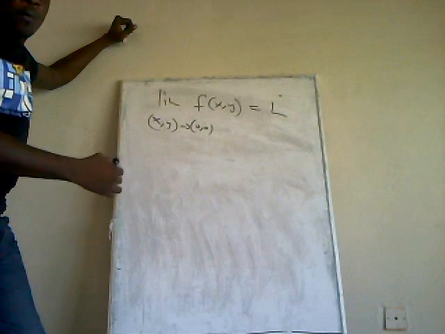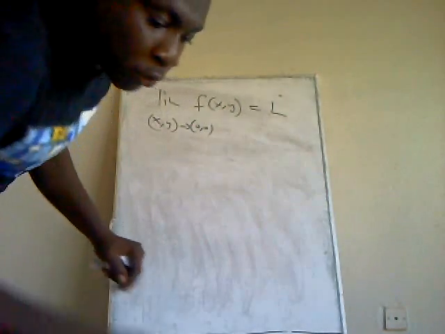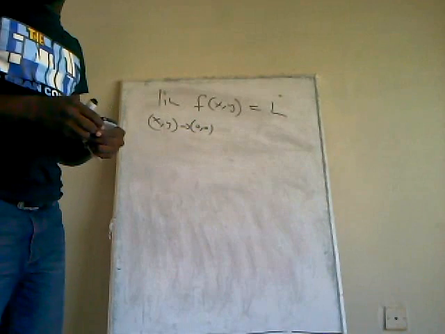Now, what are some of the lines that pass through the point 0, 0?